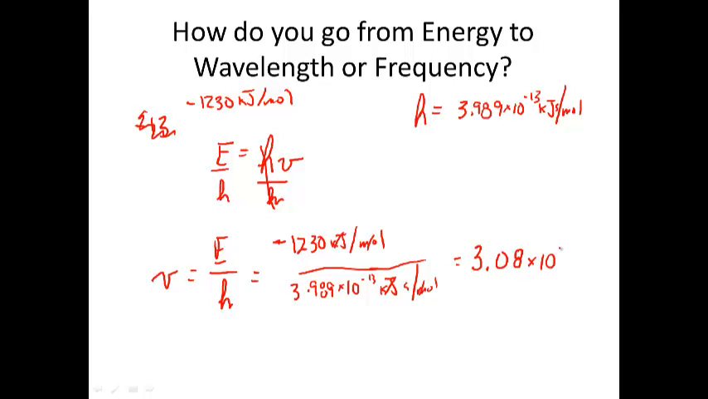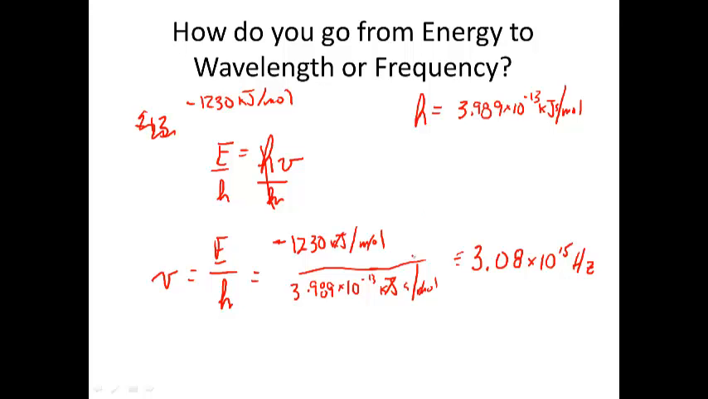3.08 times 10 to the 15th, and that's in hertz. Now, technically the calculator says it's a negative amount of frequency, but that's not possible. The negative is talking about the energy and that it's an energy loss. So we're just going to consider that 3.08 times 10 to the 15th is the frequency of that photon that was lost. How do I get to wavelength from there?